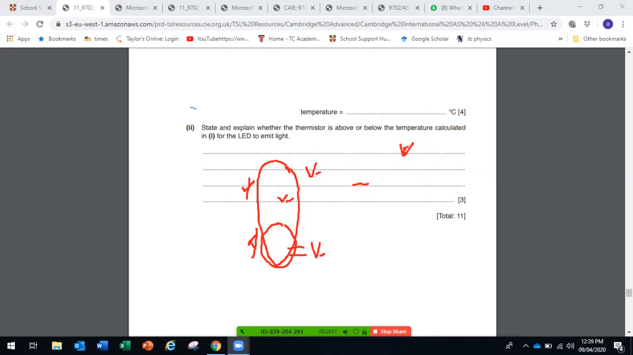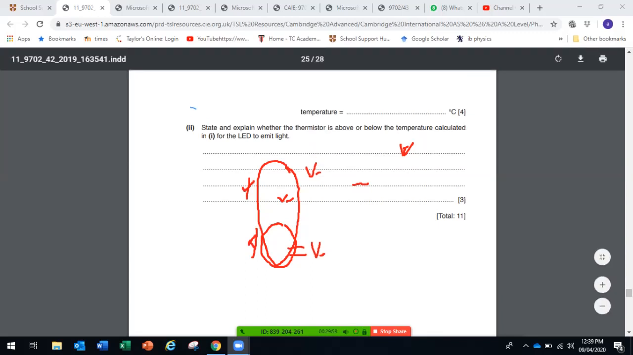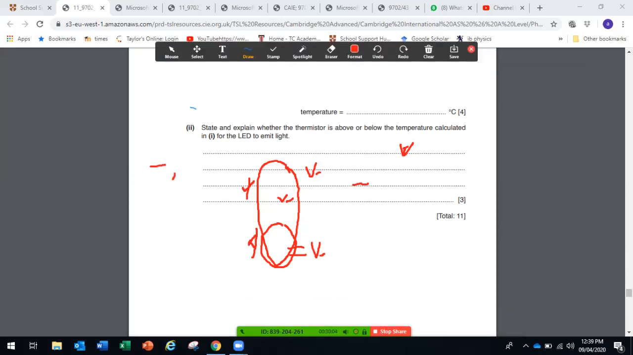So first you have to tell the output must be negative, so that the LED is forward bias. For the LED to be forward bias, output must be negative. For the output to be negative, V negative must be bigger than V positive. V negative has to be greater than V positive.